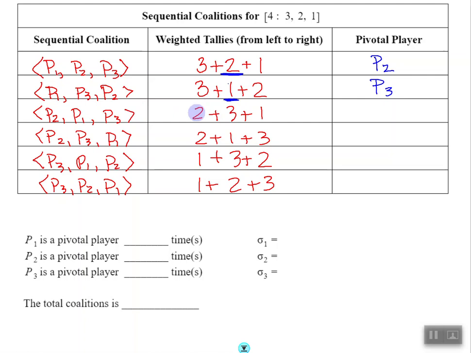In row 3, we start after the first person votes. We have 2 votes. When the second person votes, we now have 5 votes, which is enough to win. So player 1 is our pivotal player.